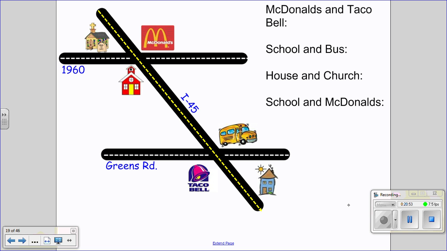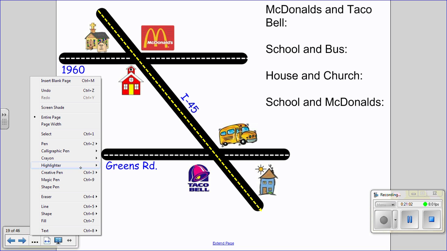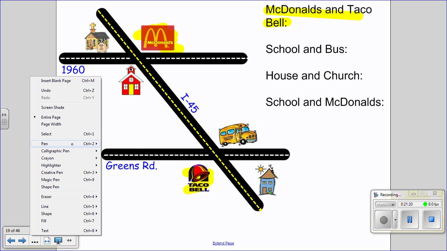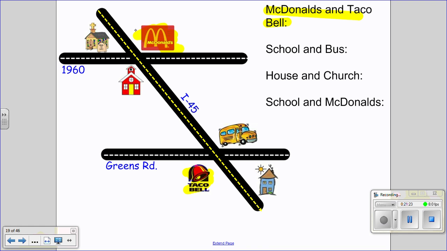And this is just another example using pictures to represent angle locations. So real quickly, I'll do one with you and then you finish the rest. If I'm comparing McDonald's with Taco Bell, McDonald's is up here and Taco Bell is down here. So the transversal on this picture is I-45. I-45 connects McDonald's and Taco Bell together. If you notice, McDonald's and Taco Bell are on opposite sides of I-45. So that means we have alternate going on.